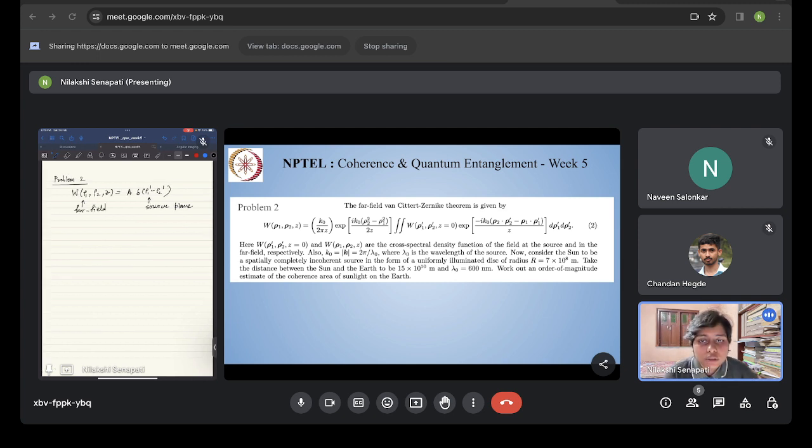Okay, so for that reason, whatever equation we have as equation 2, now we can write that in this manner.